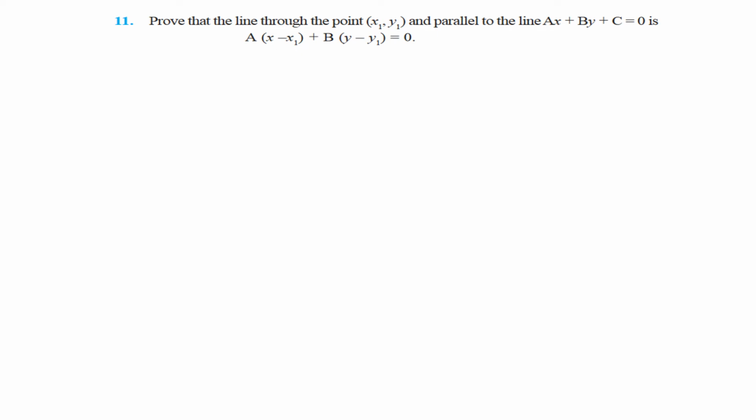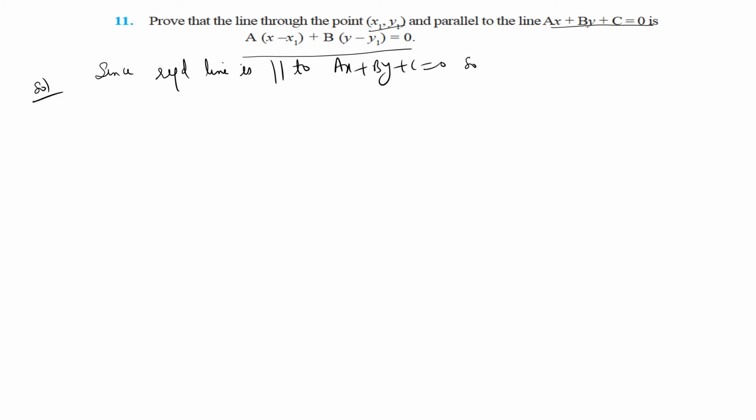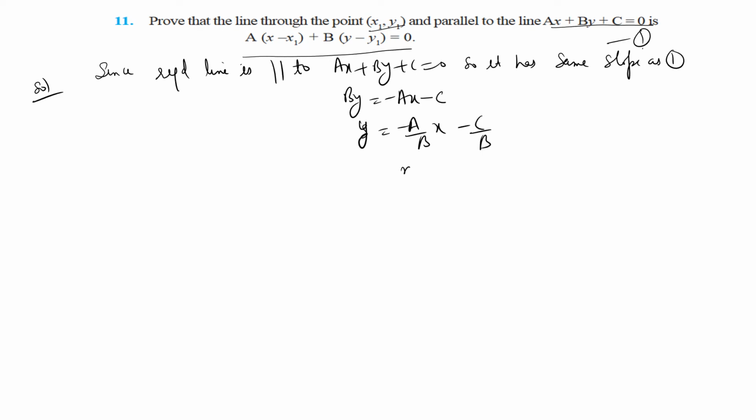Next question is, prove that the line through this point and parallel to this line is given by this. Now a line is parallel to this line, that means it has equal slope. So since the required line is parallel to ax plus by plus c equal to 0, it has the same slope as this equation. So let us express it in the form y is equal to minus a upon b times x minus c upon b. So the slope here is minus a upon b.